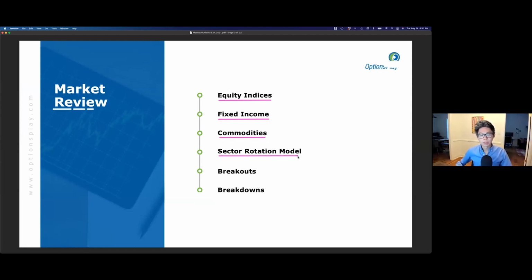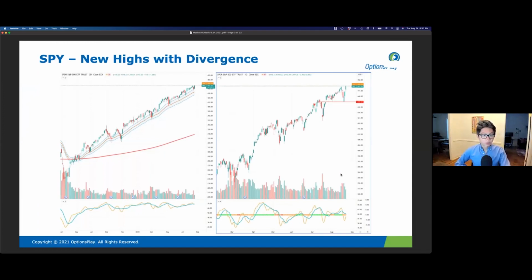And then we're going to take a deep dive into the sector rotation model, see which sectors are strengthening, which sectors are weakening, taking a look at the overall sectors, and then looking at some stocks that are breaking out and some stocks that are breaking down. So let's go ahead and get started.